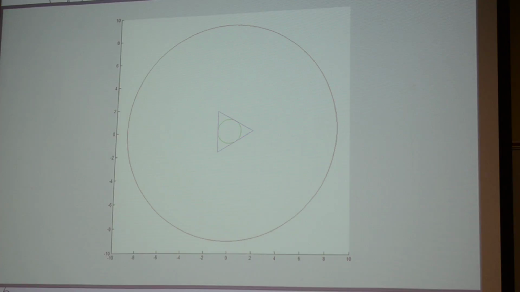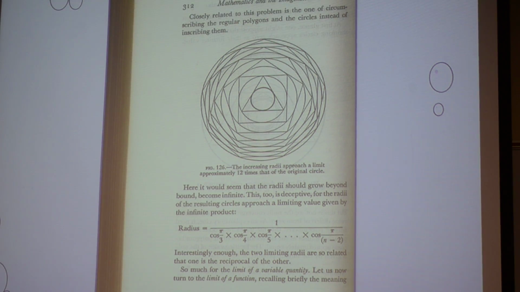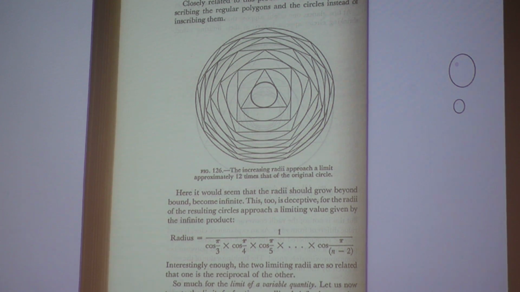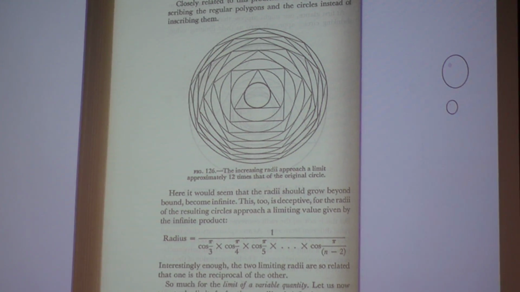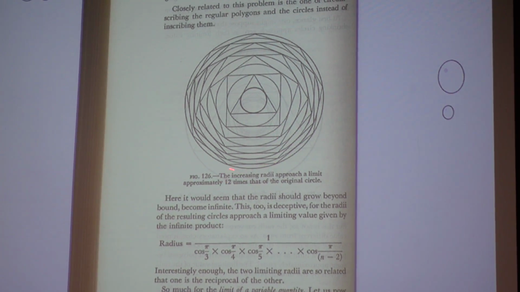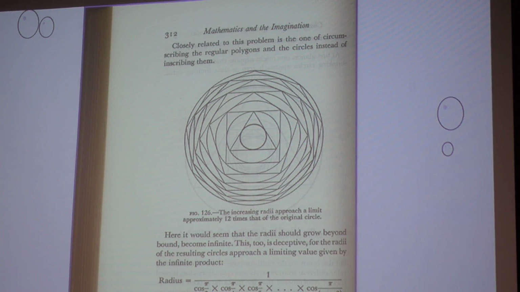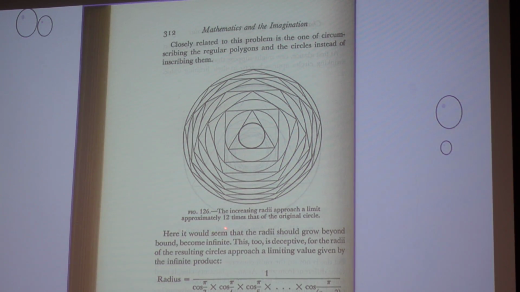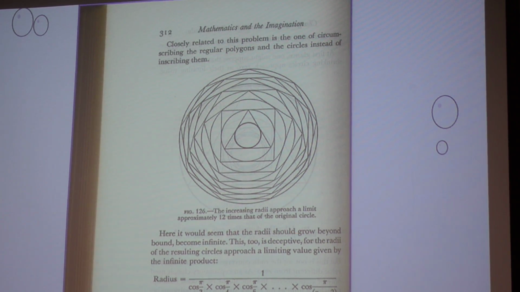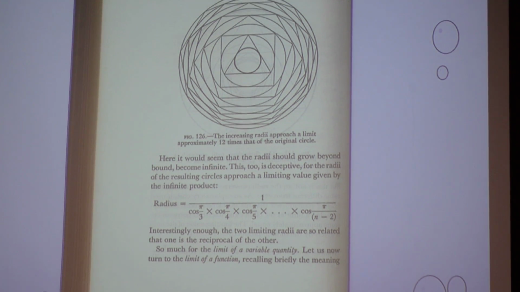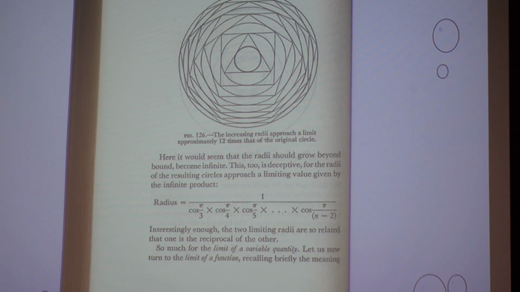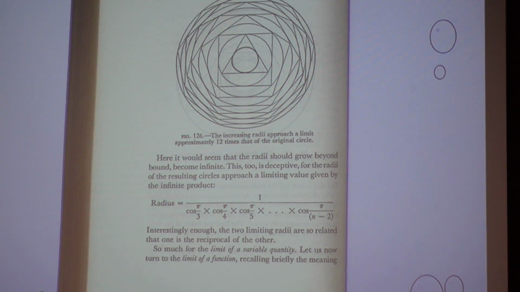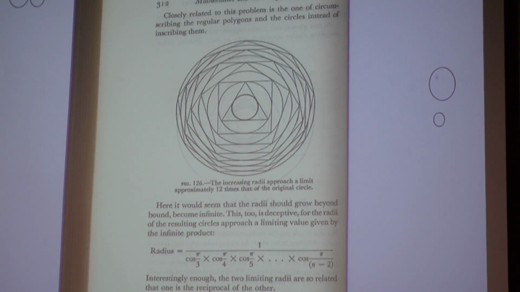This is the original problem that I found from the book. But back in the day, their approximation was wrong. The increasing radius across the limit was approximately 12 times that of the original circle, which is not what we came up with. Maybe in the future, if we have a quantum computer, we can probably compute the radius.